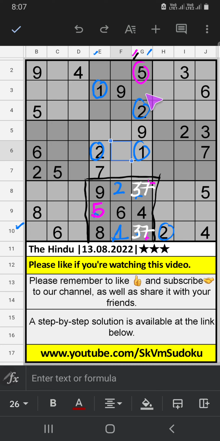Column G, 2 numbers are remaining, 6 and 8. Third row, we already have 6. So 6 can't come in the cell. 6 is confirmed here. Then 8 is here. Second row, we have 3 and 4. So 3 and 4 can't come in these cells. It will come in the two cells. We will confirm later.